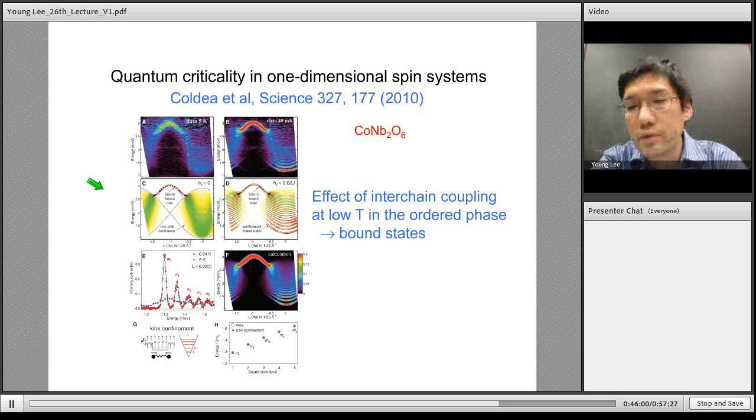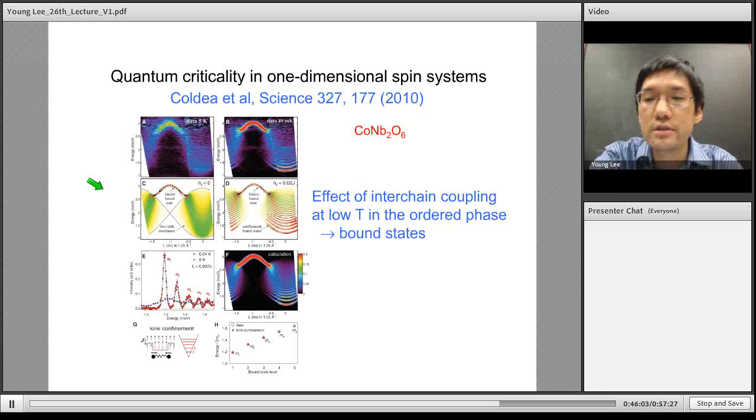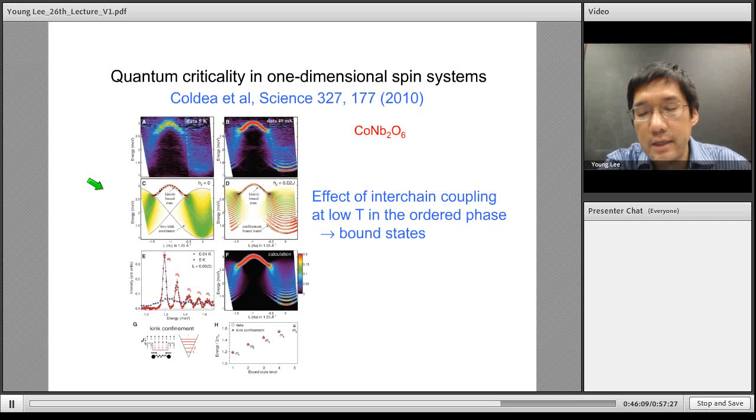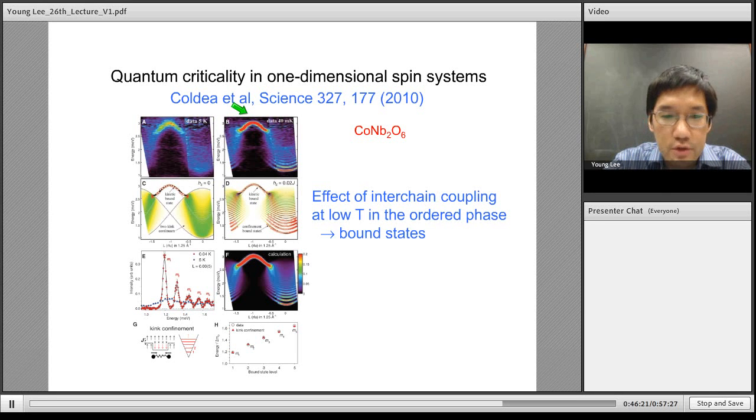Now, this is not a truly one-dimensional system, and nothing really is. You will always have some small couplings between the chains. So this is in zero field, so you're not in the quantum critical regime yet, but you're in the ordered state. They did measurements at some high temperature, 5 Kelvin, and at much lower temperature, where the interchain energy becomes important. And what they see is that the continuum scattering, shown on the left here, breaks up into well-defined modes, which appear because you now have bound states.